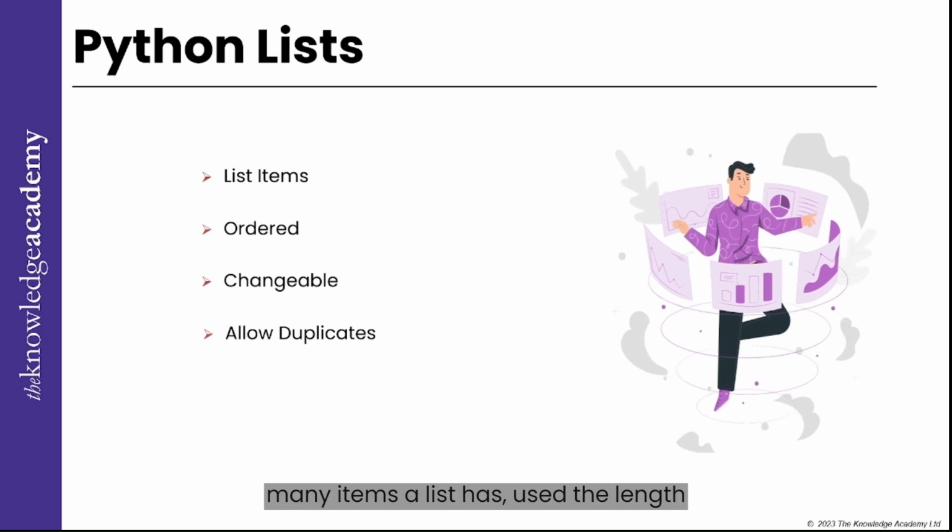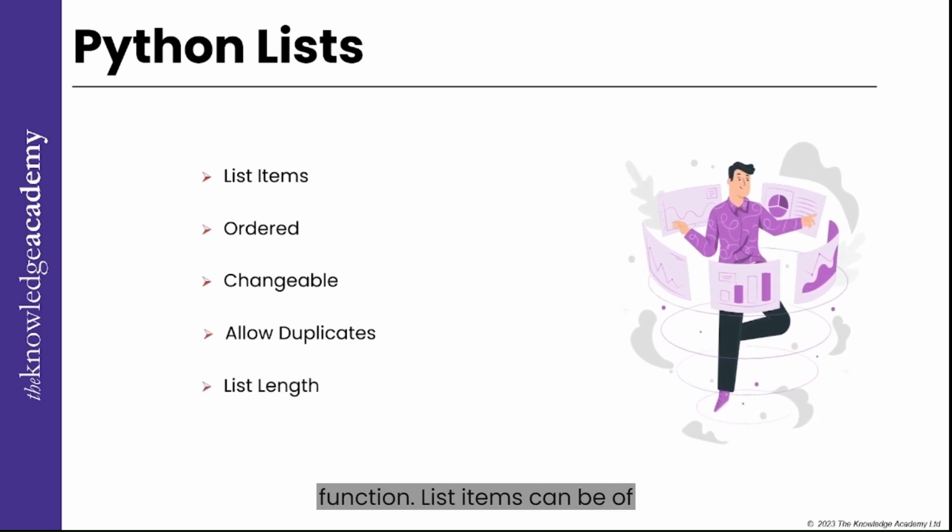To determine how many items a list has, use the len function. List items can be of any data type.